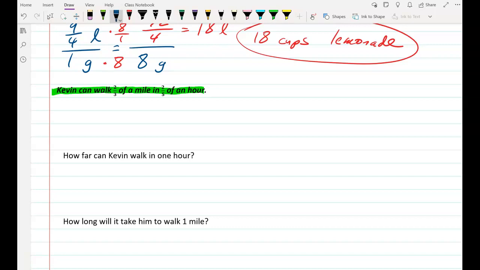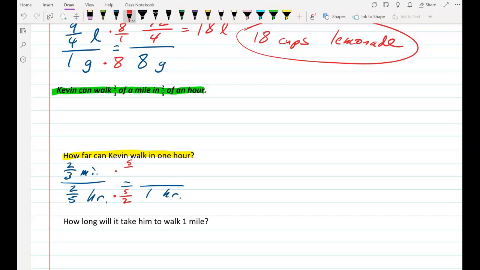All right. We know that he can walk 2/3 of a mile in 2/5 of an hour. We want to know how far can he walk in 1 hour. How do I take 2/5 of an hour and make it 1 hour? Well, I divide by 2/5, but that means I'm going to multiply by the reciprocal, which is 5/2. 2/5 times 5/2 is 1.